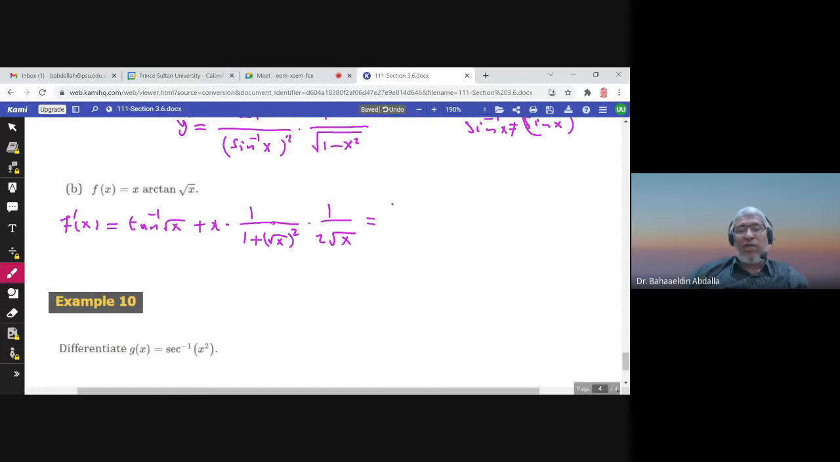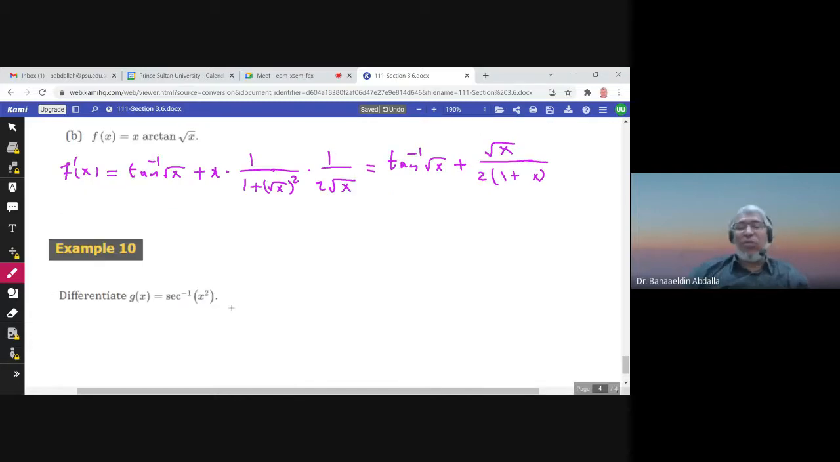So I can write it as tan inverse square root of x plus, well, here I have x, and I have square root of x below, so x to the power 1 minus x to the power half would be square root of x. So I will have square root of x in the numerator, and in the denominator I have 2 times 1 plus square root of x squared. And the square root of x to the power 2 is just x. So this would be the answer: square root of x over 2 times 1 plus x. That's the derivative of f of x.